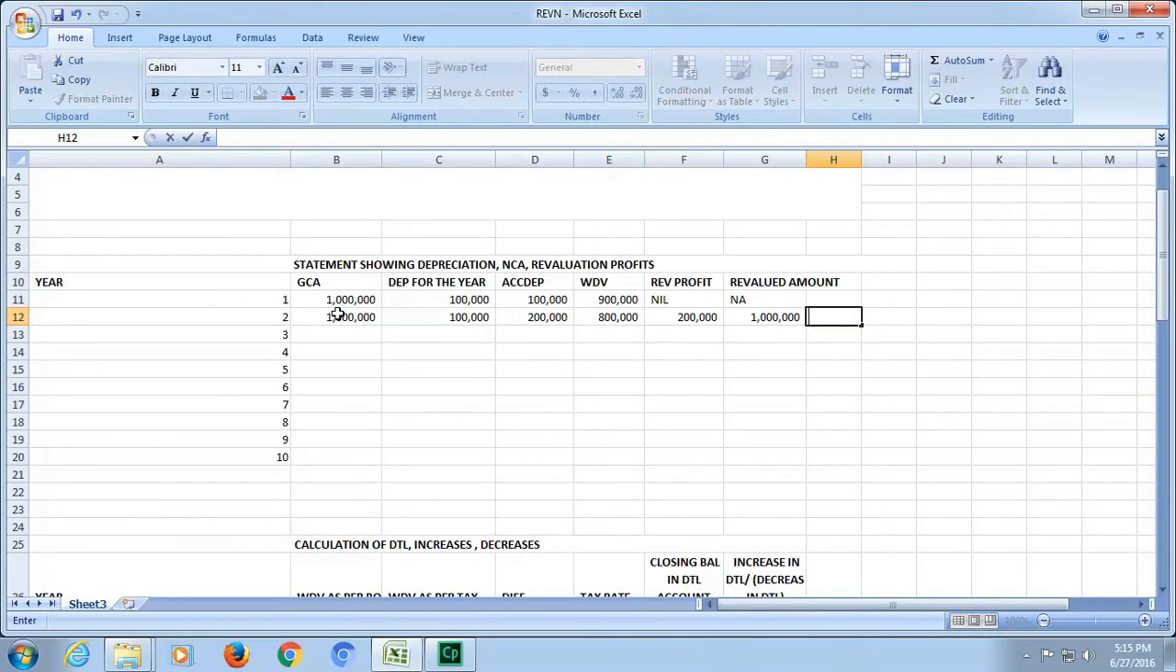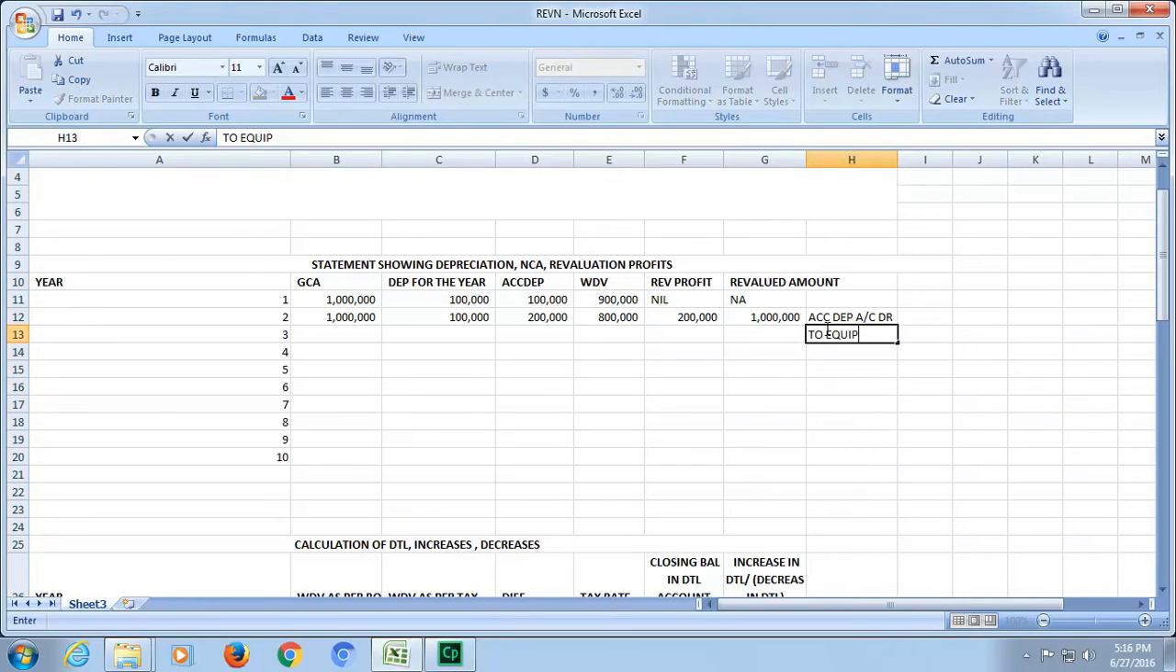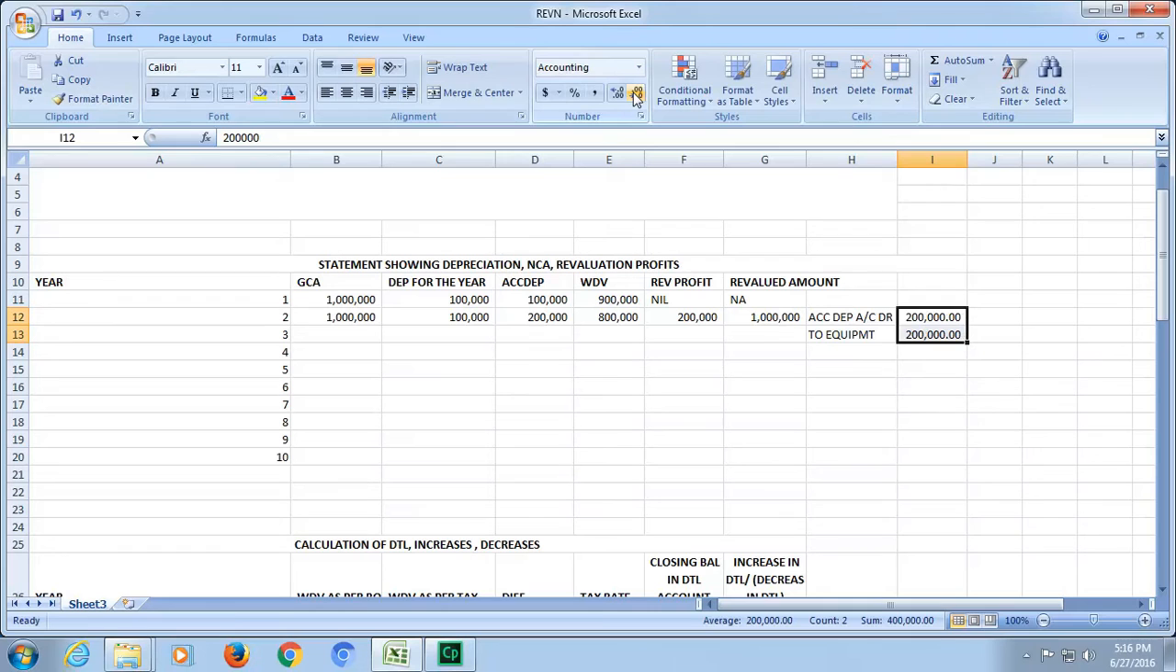The first entry is we have to remove this accumulated depreciation and we have to adjust it against the historical cost of the asset. We will pass an entry here, accumulated depreciation account debit to equipment account 2 lakh rupees. So what I am doing is I am writing off the entire accumulated depreciation, or I am closing the accumulated depreciation balance and I am transferring it to the asset account.